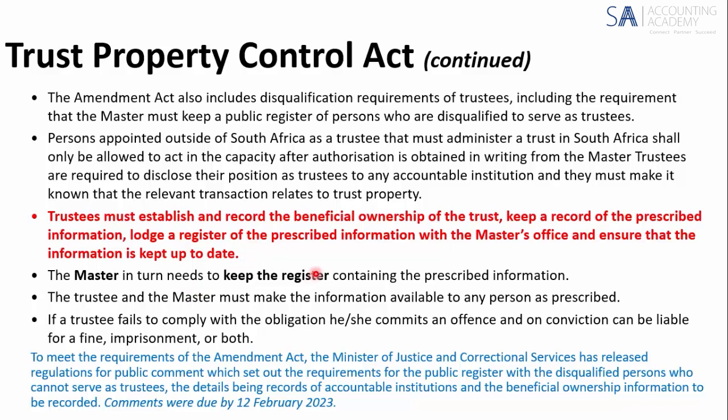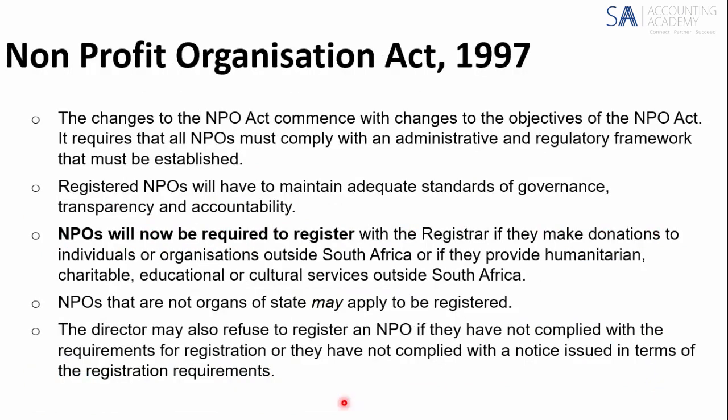So the master will need to keep that up to date, and the trustee and the master must make the information available to anybody who asks. And if you don't do that, you are liable on conviction to a fine or imprisonment. You can go according to the Ministry of Justice and Correctional Services for the public register. There's also a register of the disqualified persons who cannot serve as trustees. That's got to be in there, as well as the beneficial ownership information. The comments were due, and it's been gazetted now. We know what must be recorded, both for companies, CCs, and for trusts.